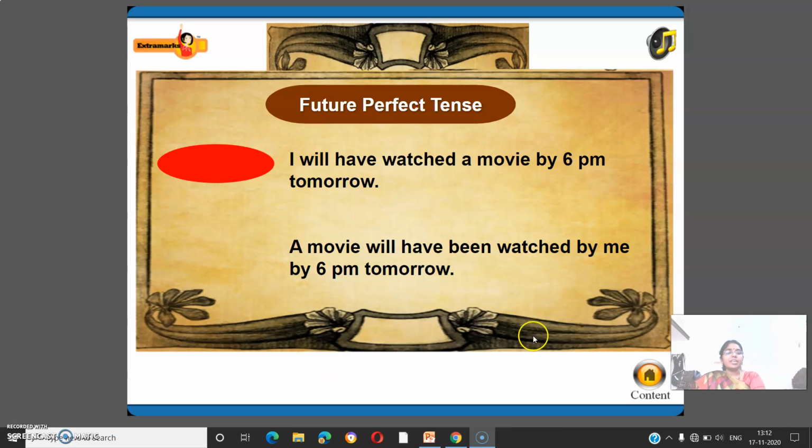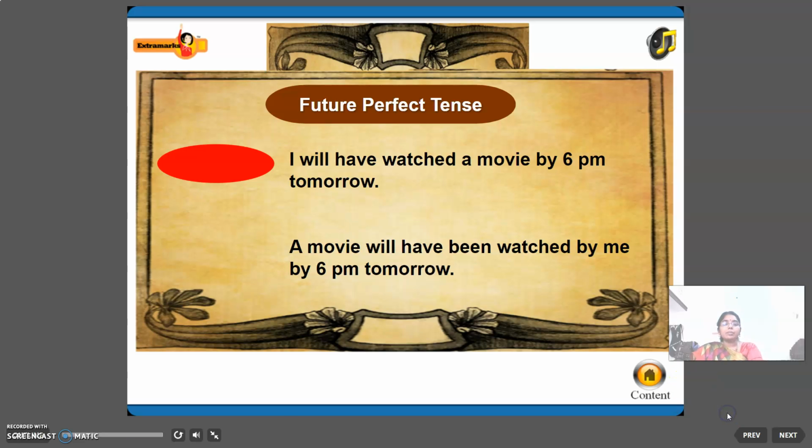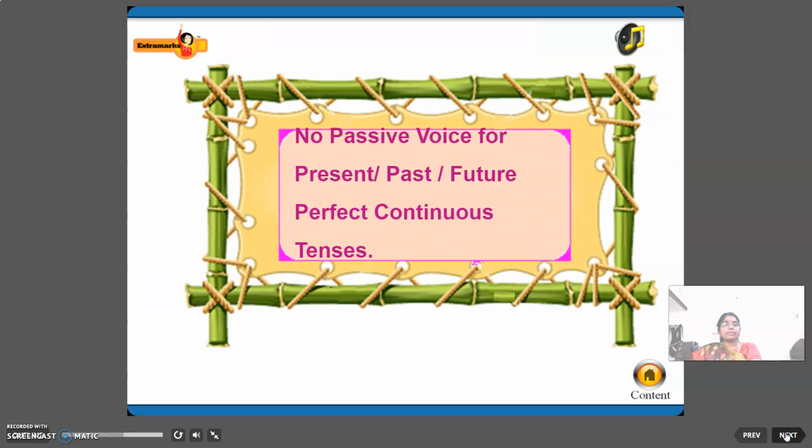Welcome back, dear children. Now, in this module, we are going to learn about what? Future perfect tense and other rules. I will have watched a movie by 6 p.m. tomorrow. Active voice: I will have watched. Now, passive voice: A movie will have been watched by me by 6 p.m. tomorrow. Next, no passive voice for present, past, future perfect continuous tenses.